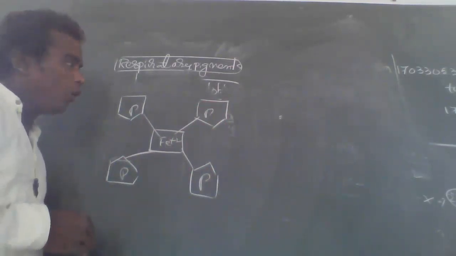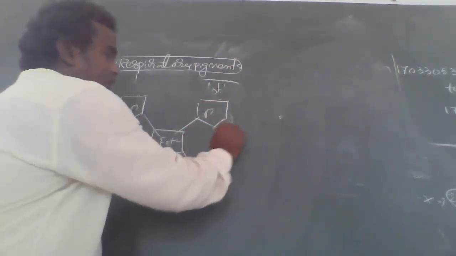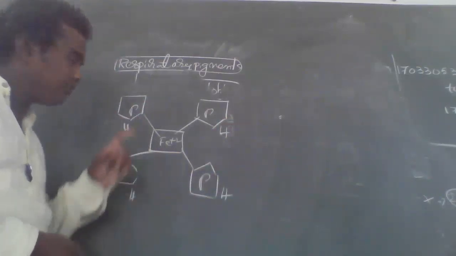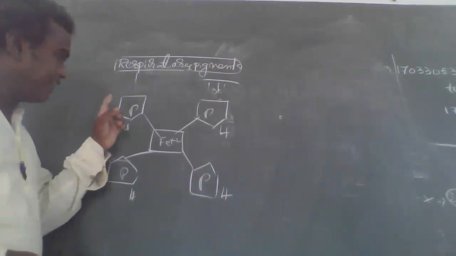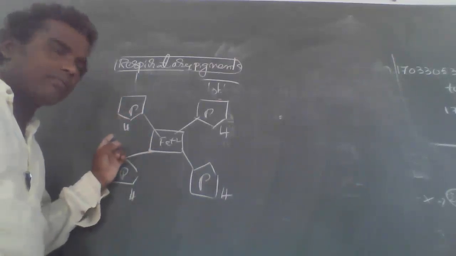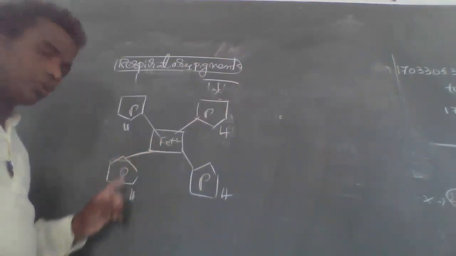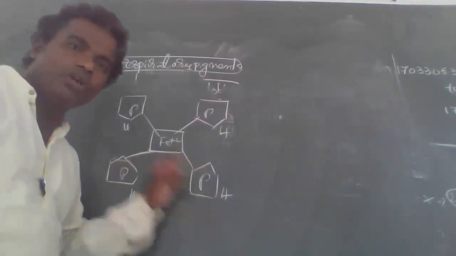So, how many hemes are there? This one is one of the heme. Heme is nothing but pyrene plus ferrous. Pyrene plus ferrous is equal to heme.